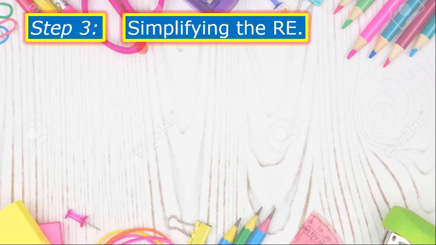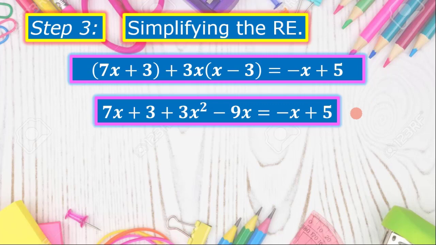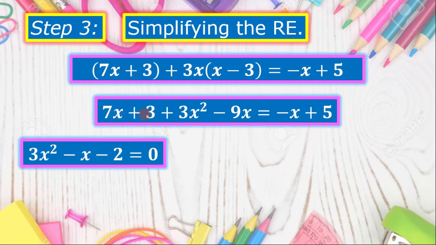So we have 7x plus 3, then plus 3x times quantity x minus 3, is equal to the right-hand side, which is negative x plus 5. You can simplify further. We have 7x plus 3, then 3x times x becomes positive 3x squared, then 3x times negative 3 is negative 9x, and we copy the right-hand side. Simplifying this will give us 3x squared minus x minus 2 equals 0.